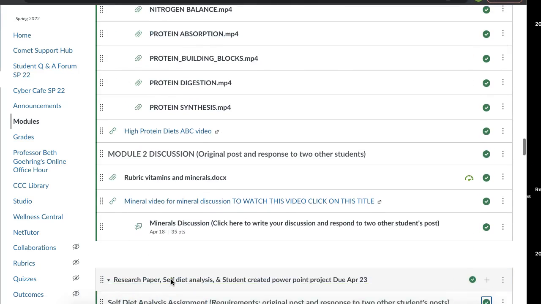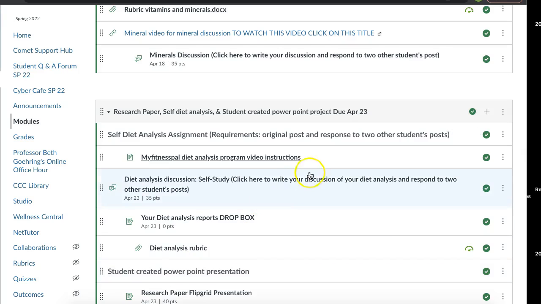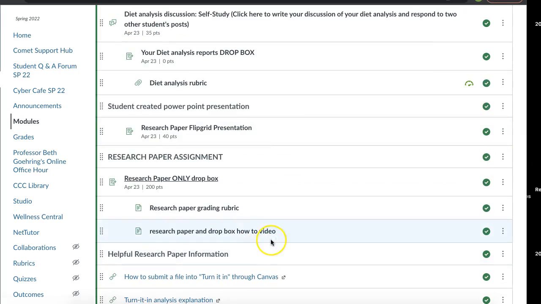Now here we go. It's finally coming up. You're going to do a bibliography or a works cited page. You're going to do in-text referencing, and you're going to submit it into the research paper Dropbox, which is right there. Again, here's a research paper grading rubric that I need you to look at prior to, and then here's how to actually submit it.